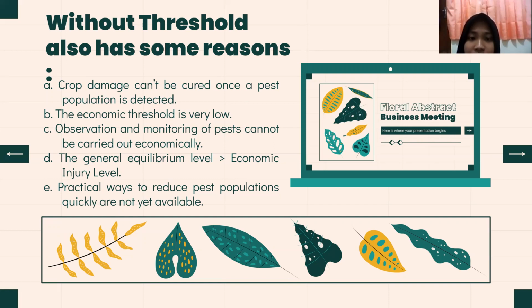Second, the economic threshold is very low. For example, for pests that are factors of plant viruses, pests with very fast population growth causing very high yield losses.